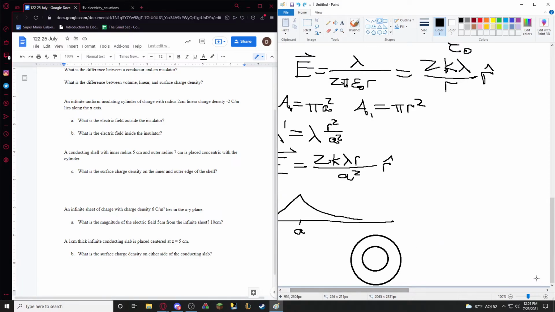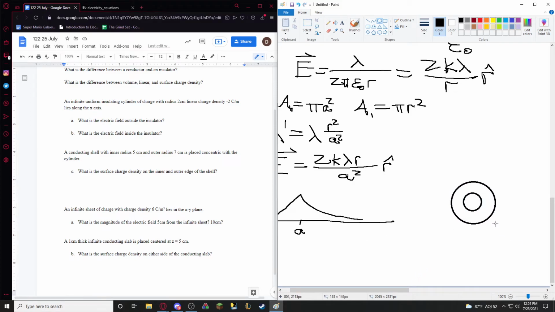Oh boy. Let's expand it down and then redraw it. Actually, let's just draw it over here. So we have our inner radius, outer radius. We have our conducting shell surrounding our insulating cylinder of charge. Okay. So how would we get these surface charge densities on the inner and outer edge of the shell?